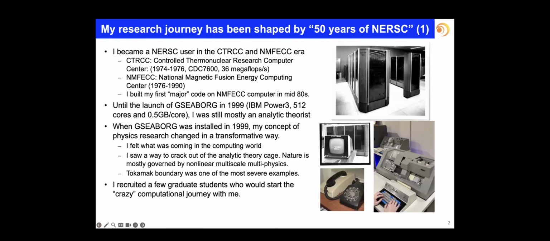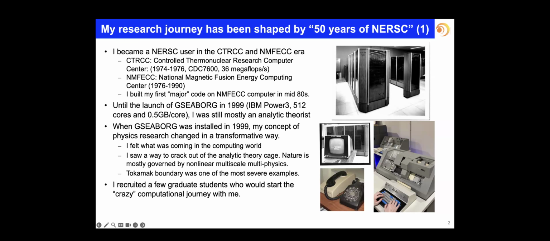And sometime later, we were using a telephone modem. It makes a funny noise. And I built my first major code on the NMFECC computer in the mid-80s, actually. So I was a transport code guy.